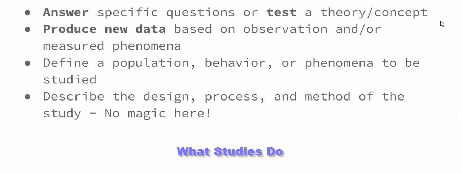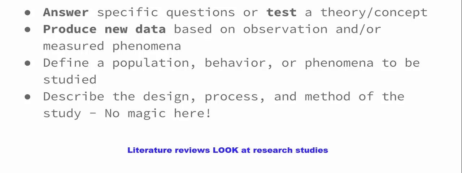Research studies are the backbone of research. Studies or experiments seek to answer a specific question or test a theory, concept, or product, such as a new drug or medical device. They produce their own data within the study. A literature review, on the other hand, looks at the already produced research, aka the literature, and draws conclusions. This is similar to the academic papers you write for your classes.